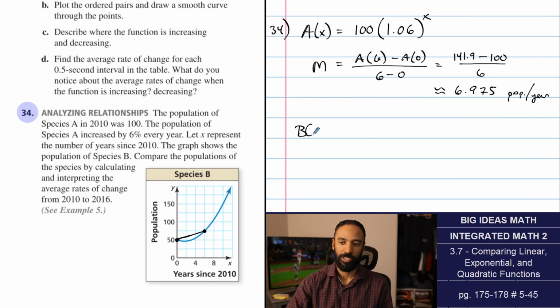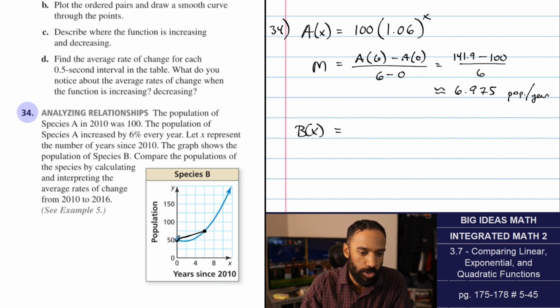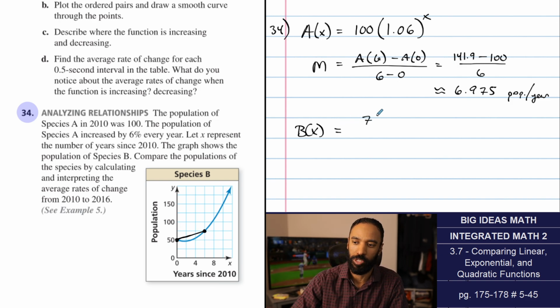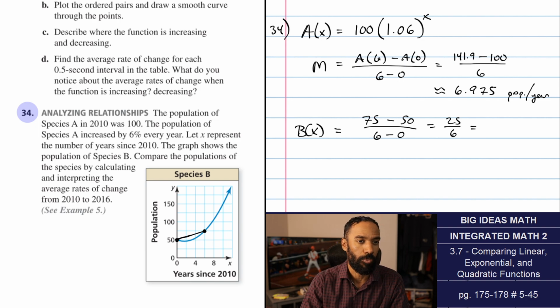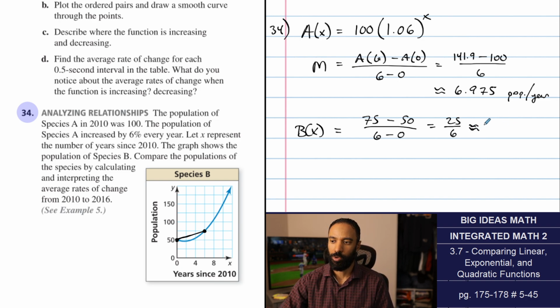But so for this B of x, now these y values we can get here, this is an increase of 25 every y increment, so this must be 75. At year 6, there is a population of 75. At year 0, 2010, there's a population of 50, divided by the 6 years that we're doing there. That's 25 over 6, which is also a value we can round. 4.16 and 6 repeating. So 4.167 population per year.